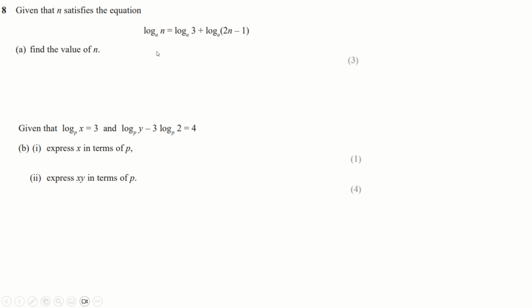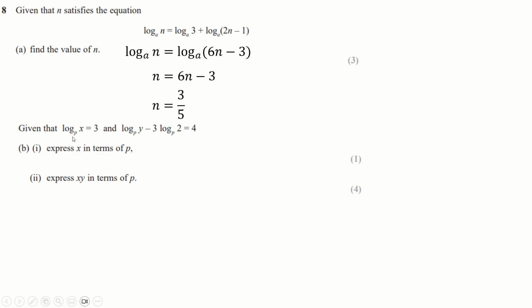Question 8 then is a nice question about logs. So we can follow the log law that says we need to multiply these two things together if we're adding logs. So this is log to base a of 6n minus 3. We can now just remove the logs from both sides because we just got log equals log to get this, and then we solve for n.